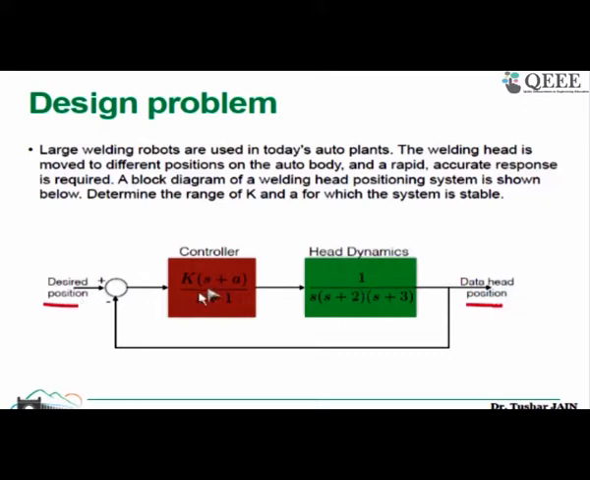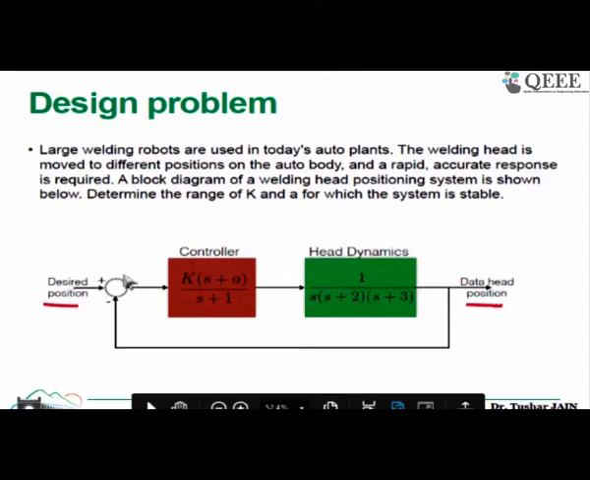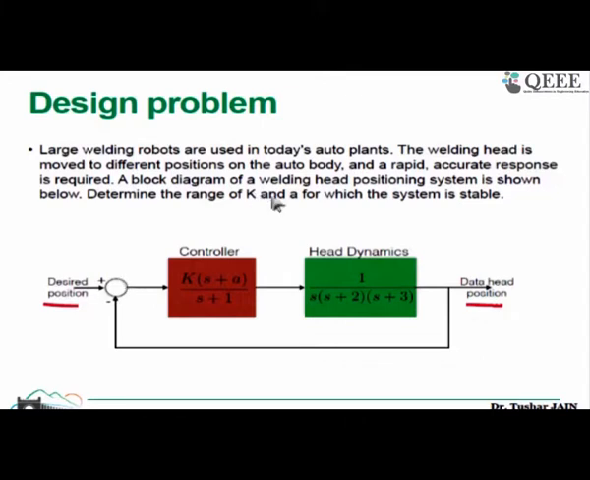We had the head dynamics, we build the controller, we give the desired position for tracking, so that whatever the head position is can track the desired position. So now you are asked to determine the range of K and A for which the system is stable. Okay, so we'll take a couple of minutes break. In the meantime, you try to solve this problem and give me the range of K and A. In the meantime, if there are any questions, I can take.